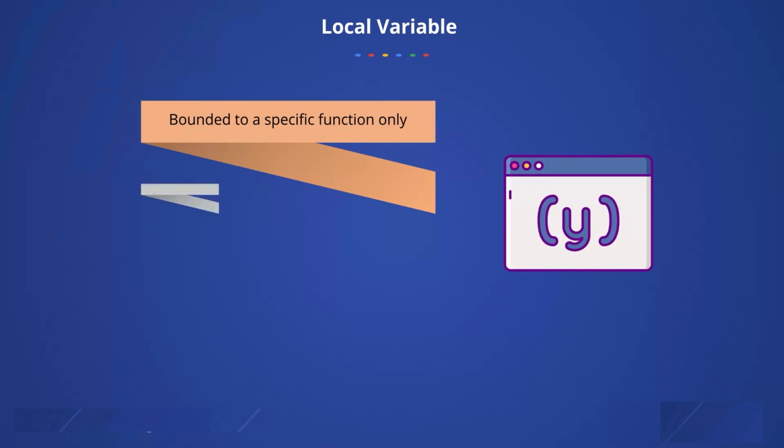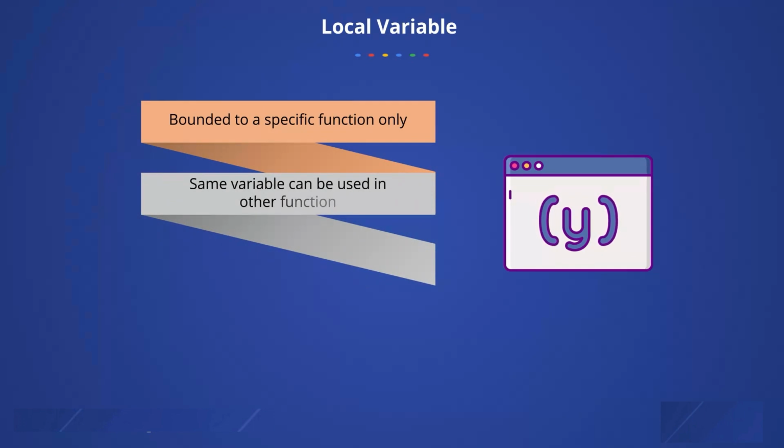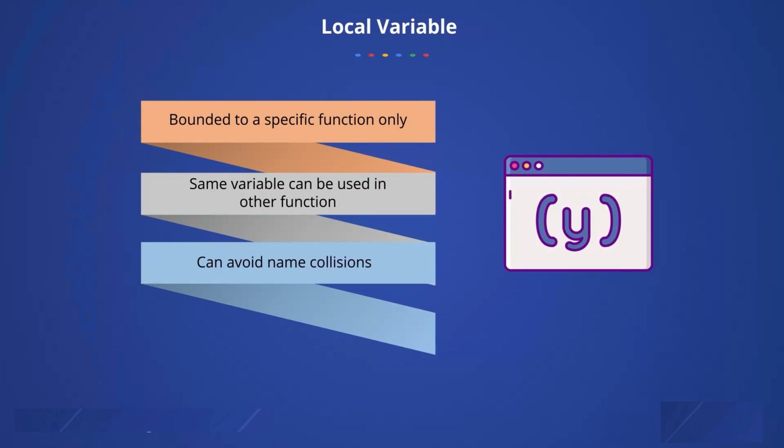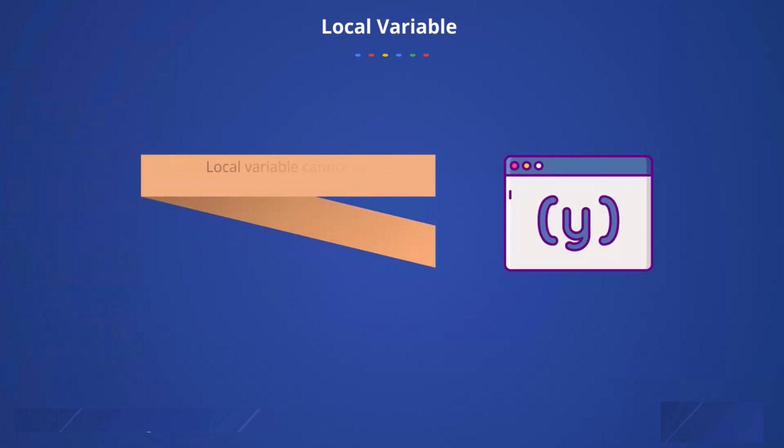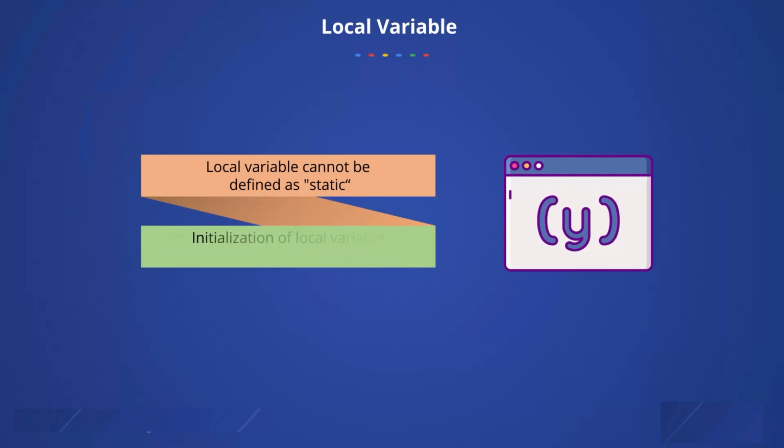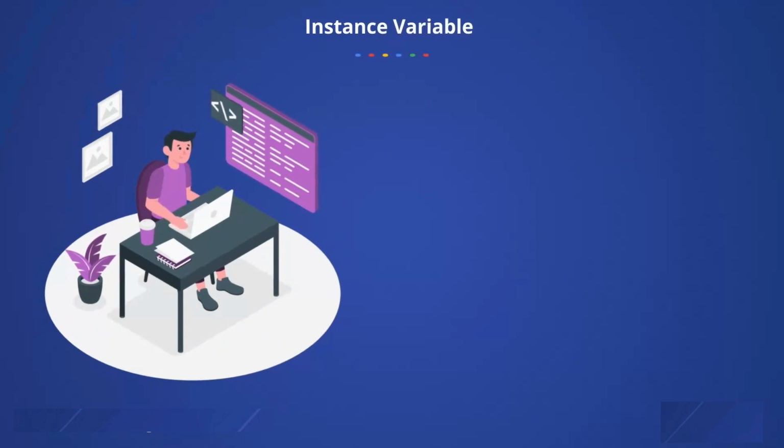The advantage with the local variable is that the same variable name you can use in another function. That is the biggest advantage. With that, you can easily avoid the namespace collisions which generally happen when you use the same name across multiple functions. Here in this case, fortunately, we have the local variable, and that helps. And one rule to remember is that a local variable cannot be defined as static. And another thing is, local variable initialization is mandatory, because certain variables in Java are by default initialized. Even if we don't initialize them, we will talk about that. Now coming to instance variable.